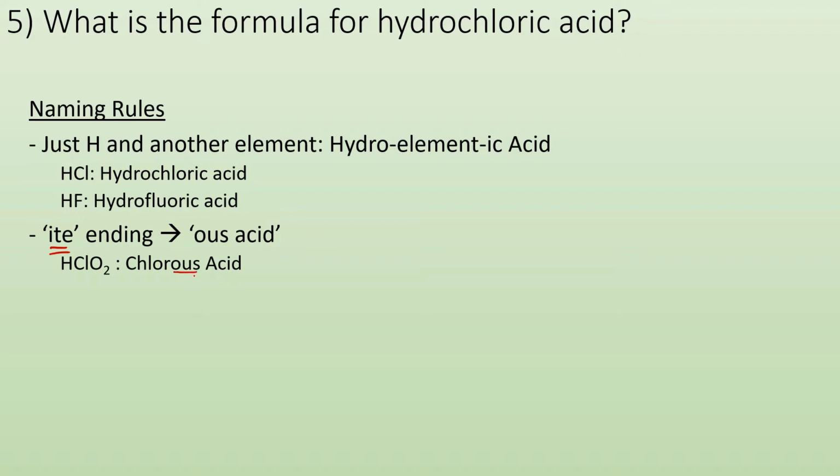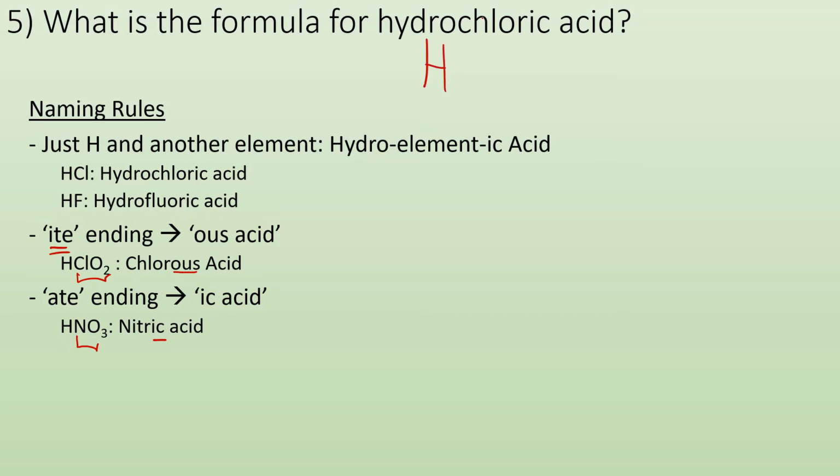So all right, well, let me figure out what chlorite is. That's chlorite, and so I can figure out what chlorous acid would be. If it has an ATE ending, it's going to end in ic, right? So if I had nitric acid, then I know, hey, it must have been nitrate. So let me write in the nitrate and add the hydrogen. So hydrochloric? Hydro is telling me H, chloric is telling me Cl, so it's just HCl.